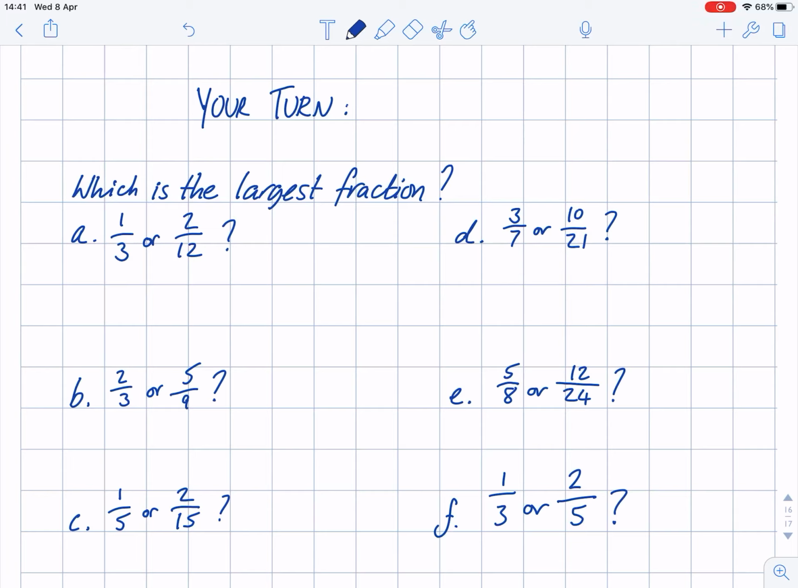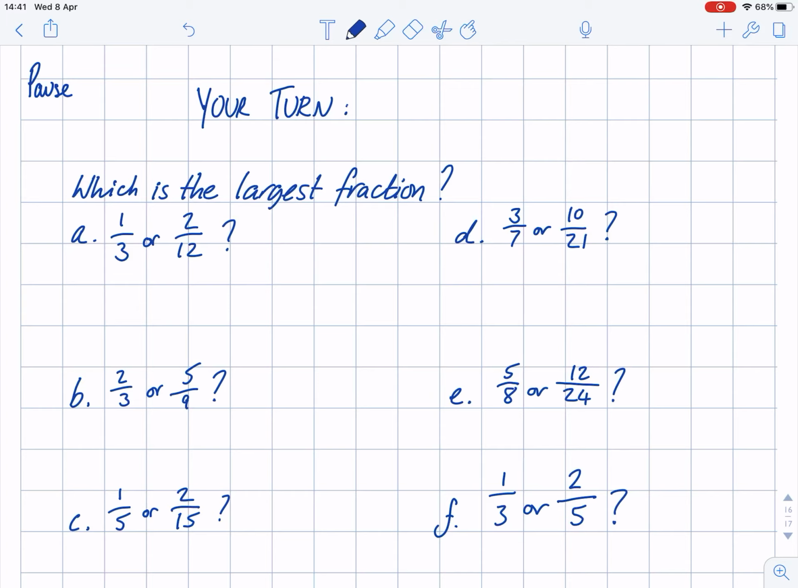Okay, so for this first one, actually I'm going to be really kind. You've got 1/3 or 2/12. Well, let's think about if you multiply the first fraction by 4, that 3 is going to become 12. And then remember, you have to also multiply the numerator by 4. So I've talked long enough.